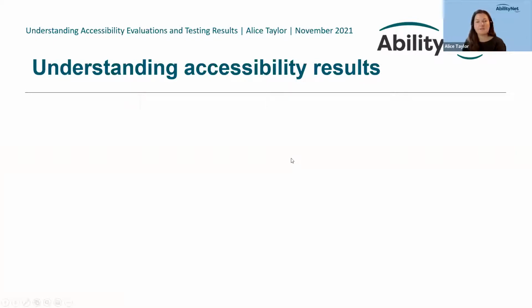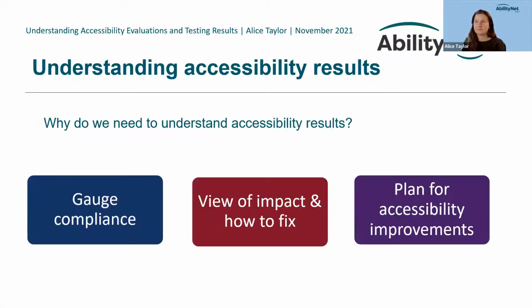So we're going to move on and first look at why it's important to understand the accessibility results. There are several levels to this. At a very basic level, understanding accessibility results can help us gauge compliance. So we might want to understand where we're at with accessibility. Do we pass or fail WCAG?